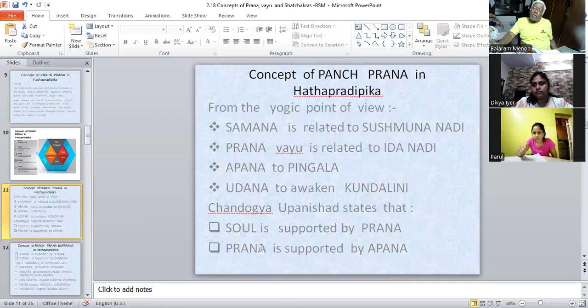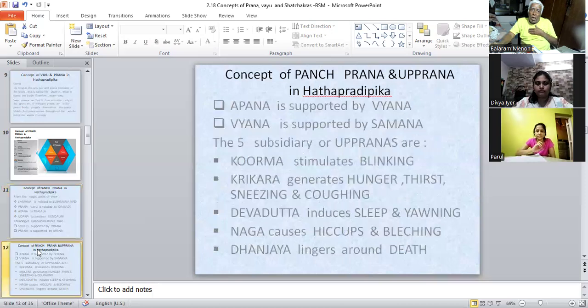Udana bandha, and Jalandhara bandha. So this is the entire movement toward the clavicular region. The Chandogya Upanishad goes much deeper into that. Apana is supported by Vyana and Vyana is supported by Samana. So they are interdependent on each other.